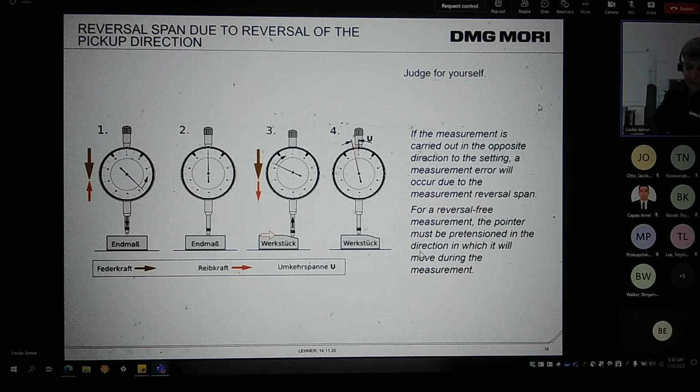And I told you every dial gauge has a backlash. Then you have to figure out or eliminate the backlash. You have to do a reversal or a counter measurement. Very important.